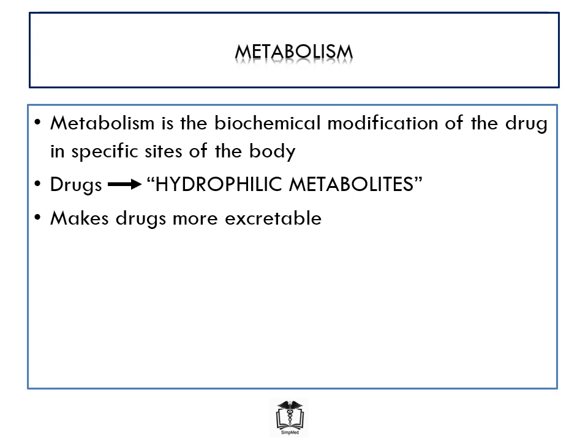Metabolism of the drug refers to the biochemical modification of the drug. The key word here is biochemical modification, and it occurs at specific sites of the body, which we'll see. The important thing about metabolism is the fact that the drug tends to be converted into a hydrophilic metabolite, and this hydrophilic metabolite makes it easily excretable. Now, the key thing to note about metabolism is the fact that for a drug to be excreted out of the body, that drug would need to undergo metabolism. And the idea of metabolism is to make a drug polar or hydrophilic, so it is easily removed from the body.